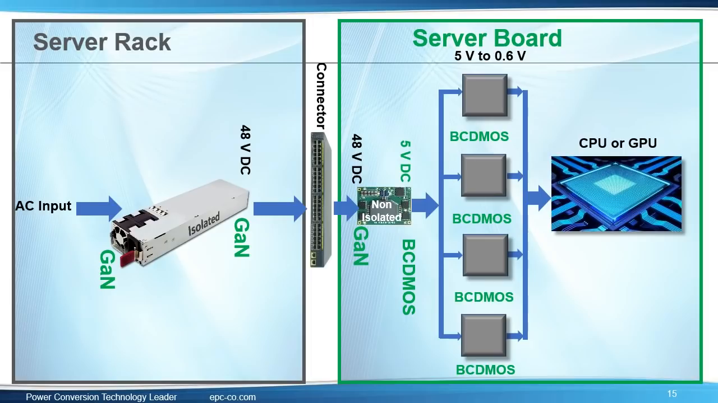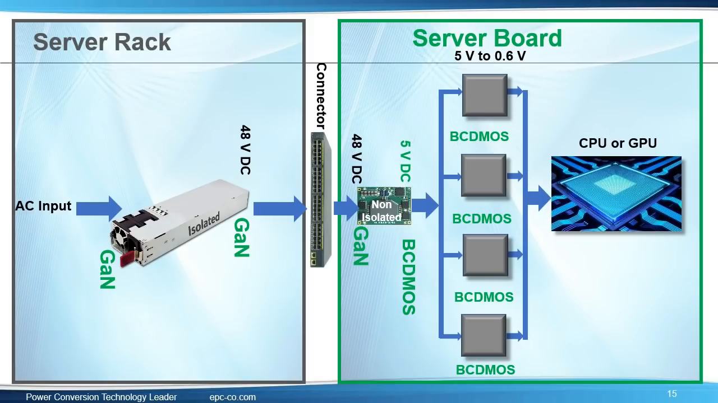Lowering the intermediate bus voltage from 12 volts to 5 volts is a second shift that's rapidly occurring. This is particularly the case for artificial intelligence systems using several GPUs, where voltages can be as low as 0.6 volts and the current can be higher than 1,000 amperes. This shift is driving a change in technology.